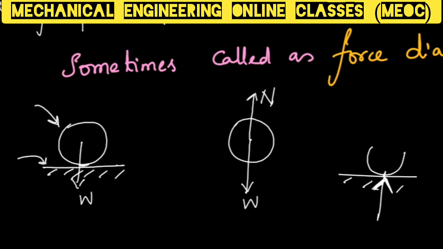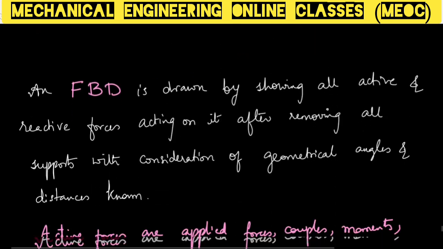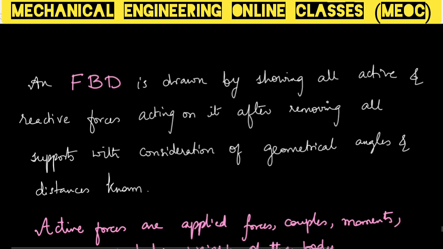Because an FBD shows all the different forces acting on an object, which can be an entire system, or an assembly part of it, or just a point in an assembly, this is also sometimes called a force diagram. It is drawn by showing all the active and reactive forces acting on the object, removing all the supports that are there, but considering the geometrical angles and distances.